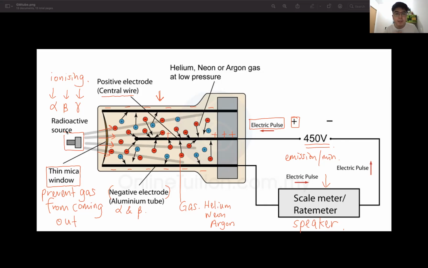If we want to know whether it's alpha, beta, or gamma, then we have to use a different instrument. We cannot use the GM tube. The GM tube only lets you detect whether the source is radioactive or not. You may have seen this in the movies, right? They go to an area, a place, and point the detector to the soil, and then they hear tak, tak, tak, tak, something like that. That is the GM tube. So that is how it works.